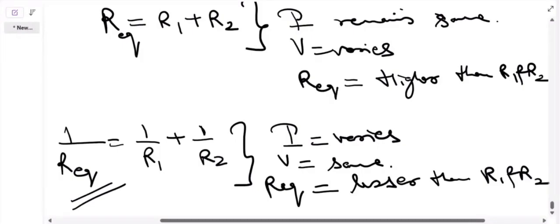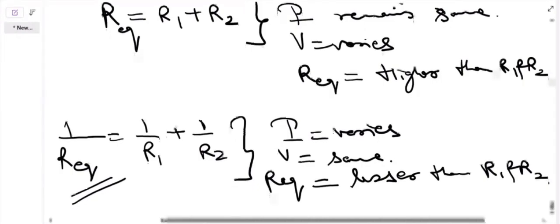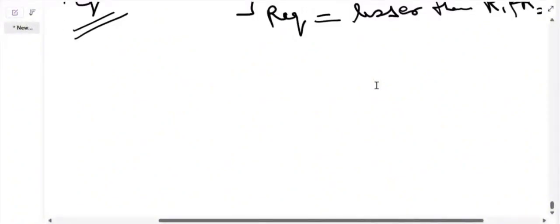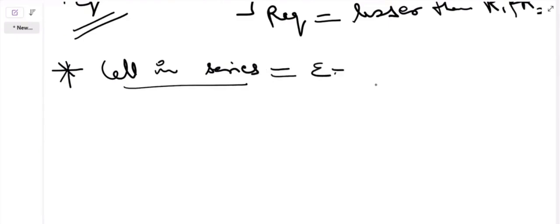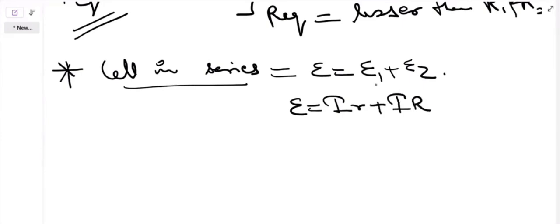Okay. Now, after this, we are having the cells in series. When you are having the cells in series, you will add the EMF as EMF1 plus EMF2. And you will apply the simple formula, that is EMF equals to IR plus IR. This is the voltage of the cell and this is the voltage of the circuit. Making sense? Okay.